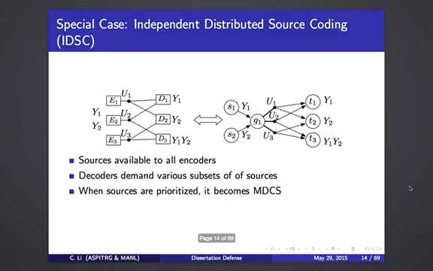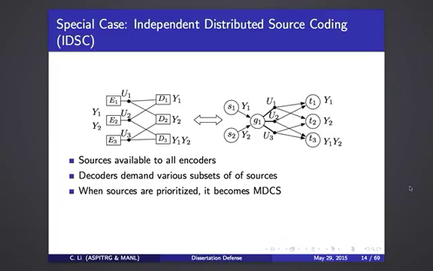This general network model includes several special networks. One of them is the independent distributed source coding problem, shortened as IDSC. As it shows here, the left-hand side is a typical representation of IDSC, where sources are assumed to be available to all encoders, and each decoder demands a subset of sources. As we can see here, it can be converted to our model. All sources are connected to one node, and 3 hyperedges come out.